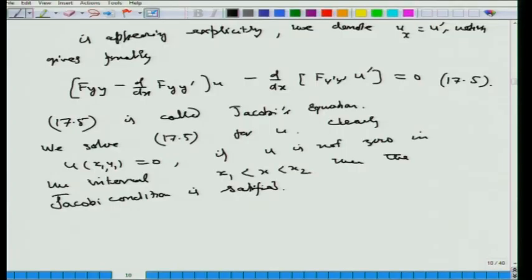So, before this the extremal will not touch the envelope, and that is what we will see in various examples in the next lecture. Thank you very much for paying attention.